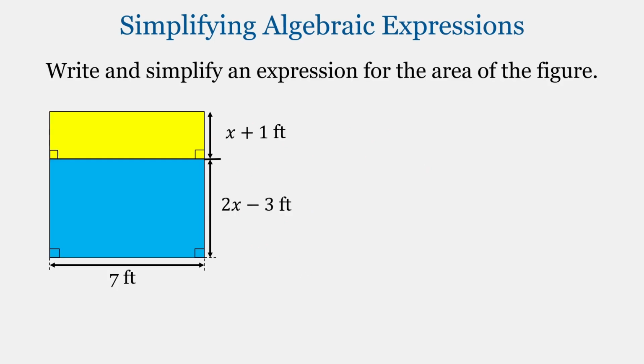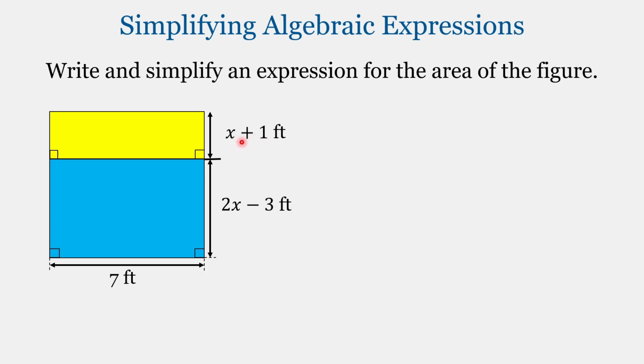Now let's look at a few examples where we will use this skill of simplifying algebraic expressions. So we have this figure here, and we have a rectangle with a length of 7 feet and a width of 2x minus 3 feet. And then on top of it, I have another rectangle, and it's lined up with the first rectangle, so its length is also 7 feet. And its width is x plus 1.